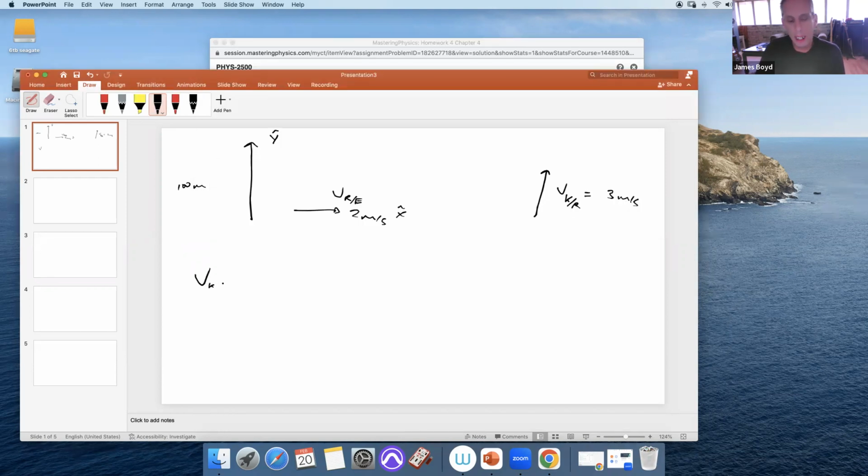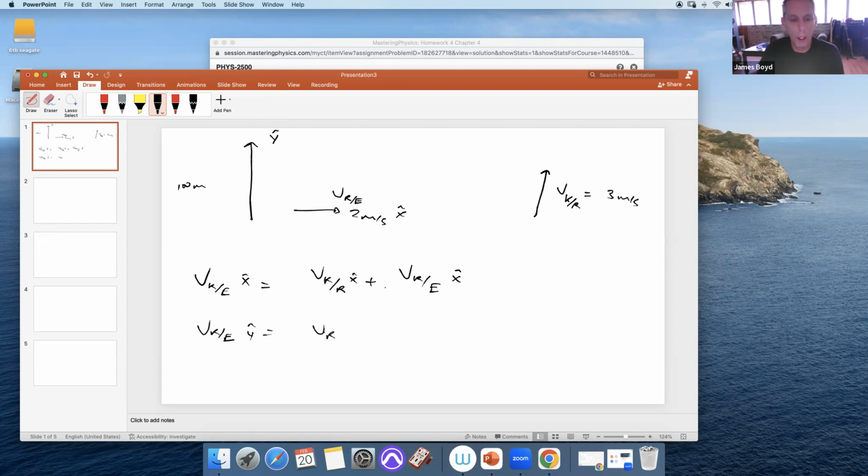The velocity of the kayaker versus the earth is going to be the velocity of the river over the earth. Well, let me actually do it the other way. The velocity of the kayaker versus the river plus the velocity of the river versus the earth. If you cancel the river subscripts, you get the velocity of the kayaker versus the earth. Now, there is x and y motion here. So there's the velocity in the x, and there is in the y.